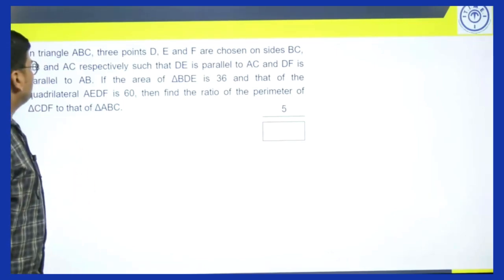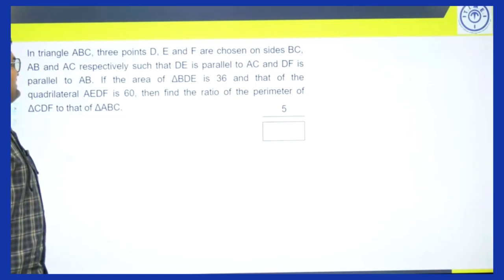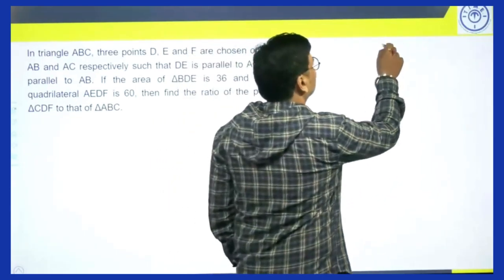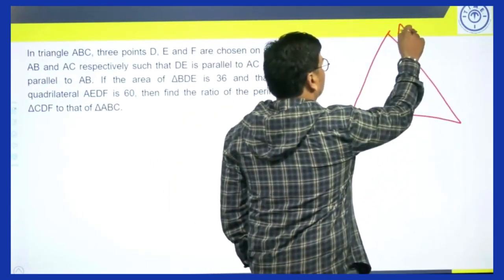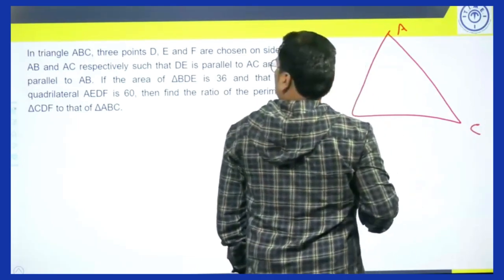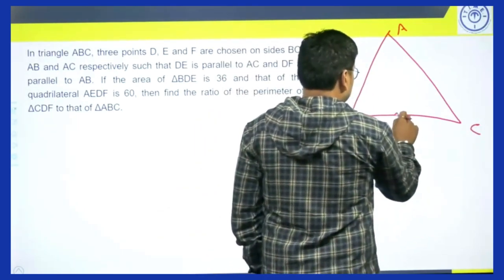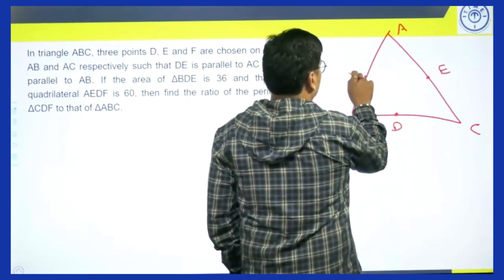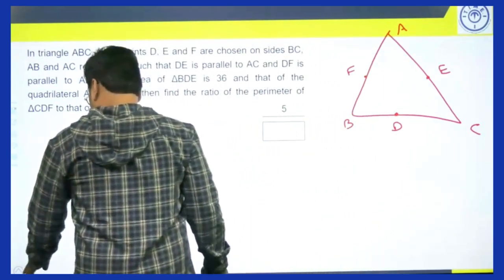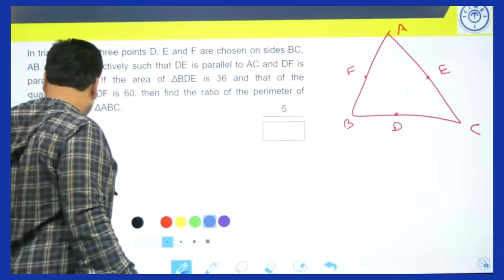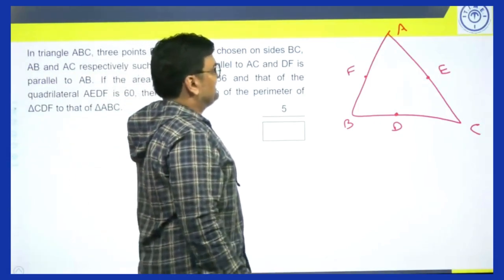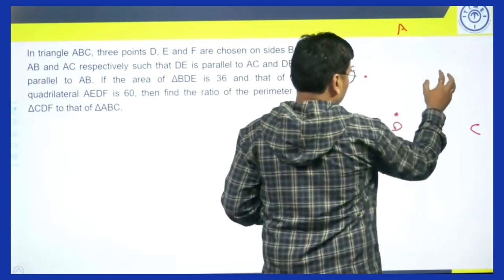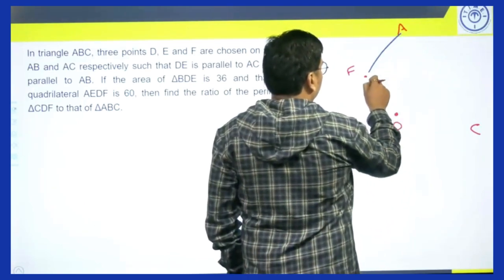So it says in a triangle ABC, 3 points D, E, F are chosen on sides BC, AB and AC respectively. I'll just draw it once. So triangle ABC, points D, E, F are chosen on sides something like this, right? Such that, what does this say? DE is parallel to AC. So sorry, I think we have taken it in the wrong way. One second. I'll just redraw it again.